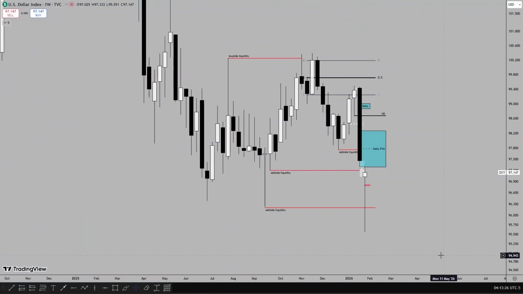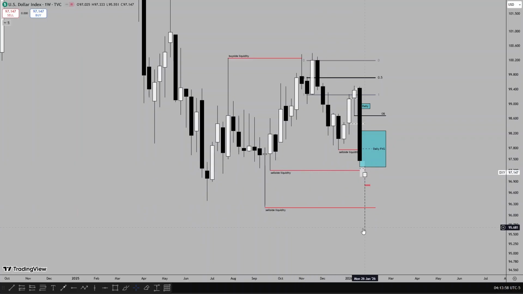On the weekly time frame on the dollar index, last week I talked about price running out the sell side liquidity. I told you guys that my draw on liquidity is to see a complete run after price respected the weekly order block. I want to see a complete run on the sell side liquidity. Now, this week, price traded aggressively lower, taking out the sell side liquidity.